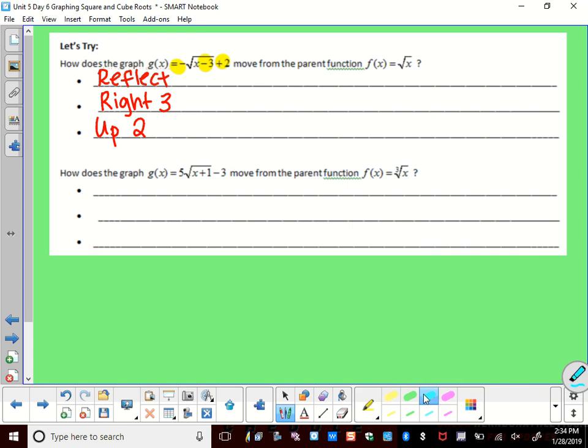All right, my second question says, how does the graph g of x equals 5 times the square root of x plus 1 minus 3 move from the parent function? So I'm going to highlight my 5, my plus 1, and my minus 3. Those all tell me how to move. That 5 tells me to move how? I'm going to stretch by 5. Plus 1 tells me what? Left 1. And then my minus 3? Down 3.